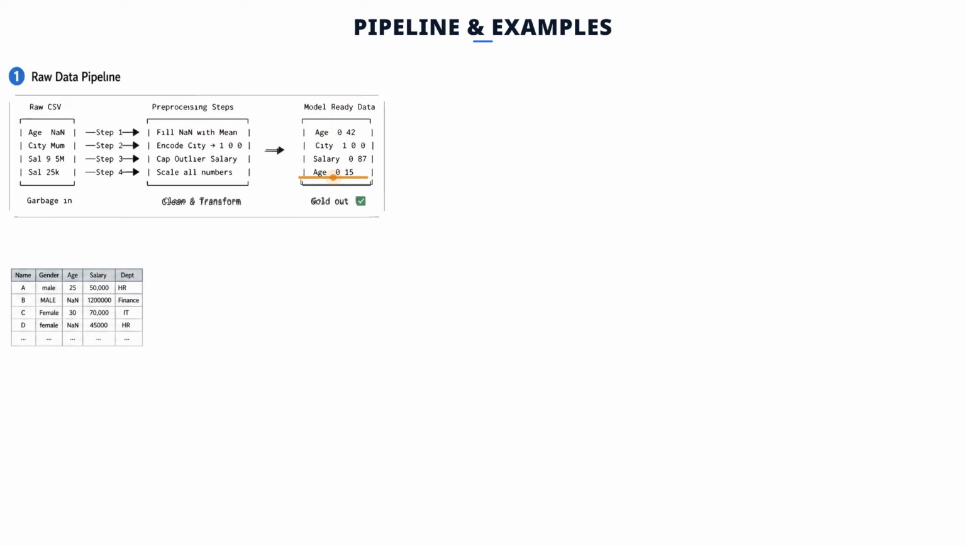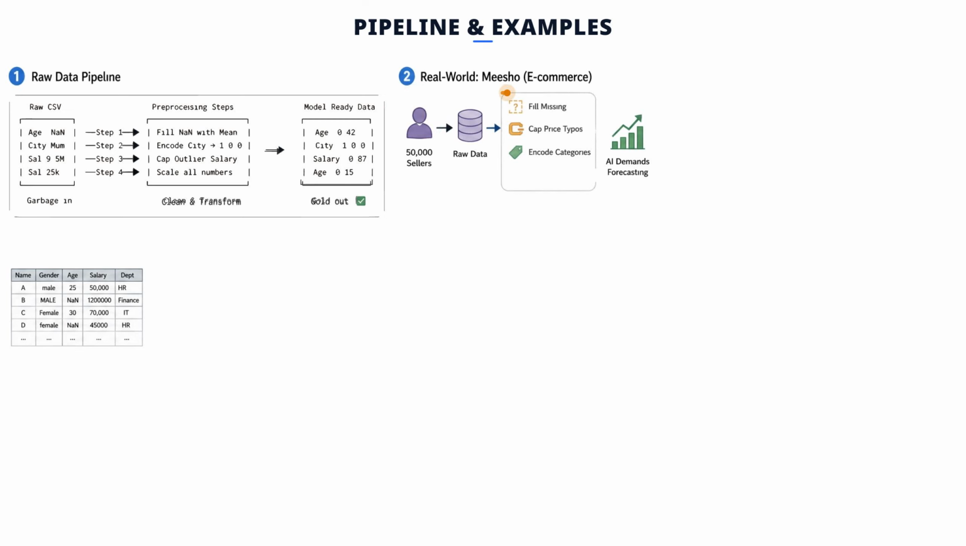A fantastic real-world example of this is seen at Meesho, an e-commerce platform. They receive raw data from 50,000 sellers. Before their AI can forecast demand, they must run through these exact steps, filling blank product weights, capping price typos, encoding categories, and scaling prices. If they skip these steps, their predictions are total nonsense. But after pre-processing, their accuracy improved by 34%.